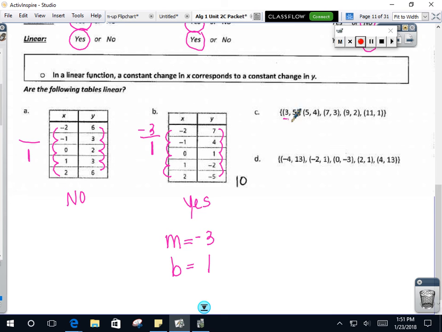C, look at the x's. To get from 3 to 5, that's an increase of 2. And then 5 to 7 is an increase of 2. 7 to 9 is an increase of 2. And 9 to 11 is an increase of 2. So 2 goes on the bottom. Your x's go on the bottom because run is on the bottom. And then the y's are all going down by 1. So -1 is your rise. So this one is linear, and that's the slope, -1/2. Okay, is D linear? No. Even though there is a linear pattern when you look at the x's, there is not with the y's. Okay, next page.